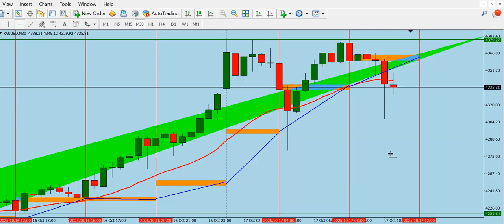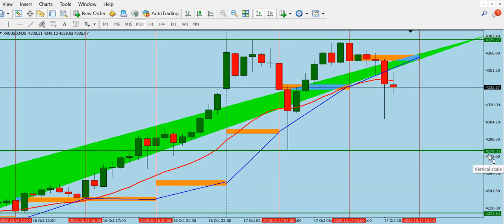But we have a range here. The low of the range is around here. This is a wide range, 4379 to 4278. That's around a 1000 pip range. So it's a wide range.